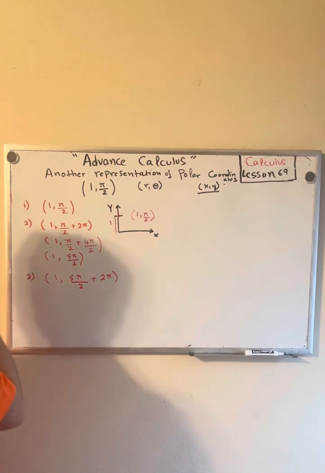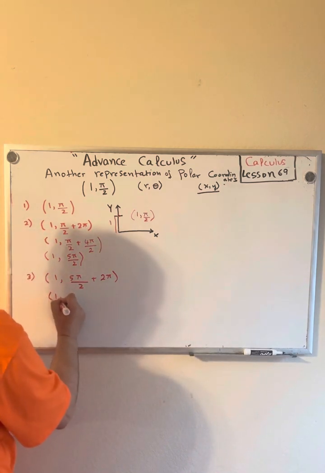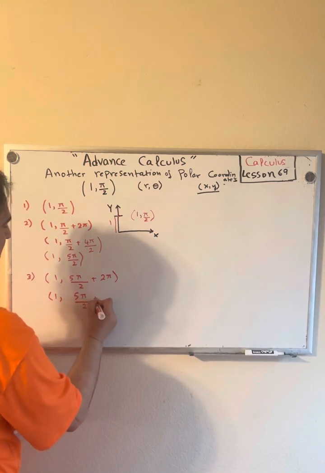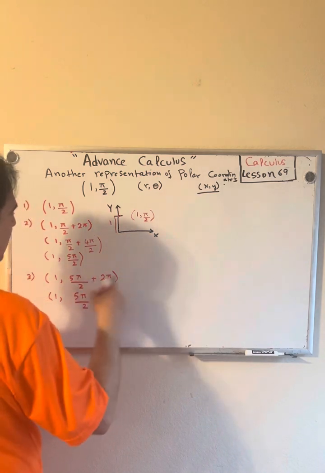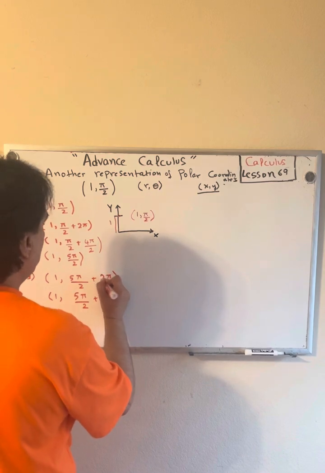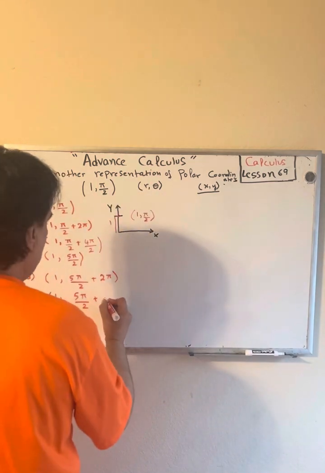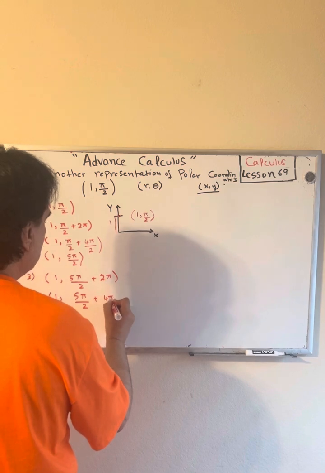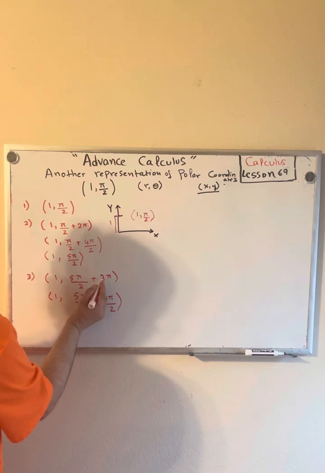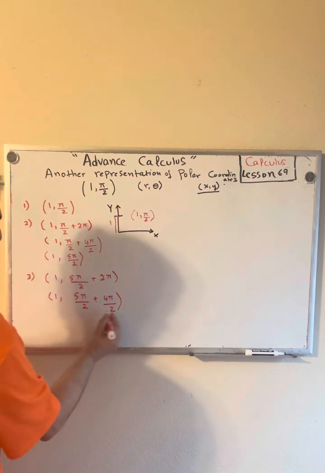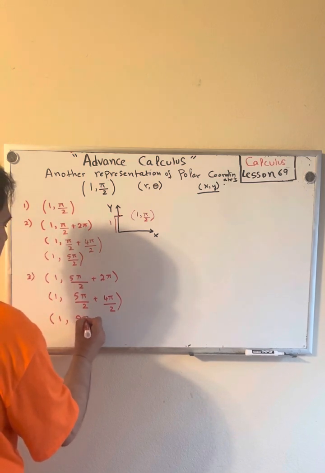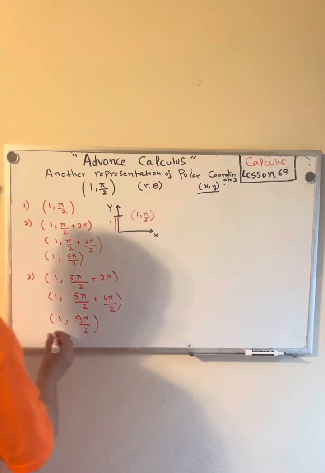Now if you add this, you get 1, 5 pi over 2 plus, I want the base to be the same, so I'm going to multiply this. Actually, this is going to be 2 pi, because I'm adding 2 pi again. So then that is going to become 4 pi over 2. I'm multiplying and dividing this by 2 so that I can have the common denominator. So then the answer is 9 pi over 2.